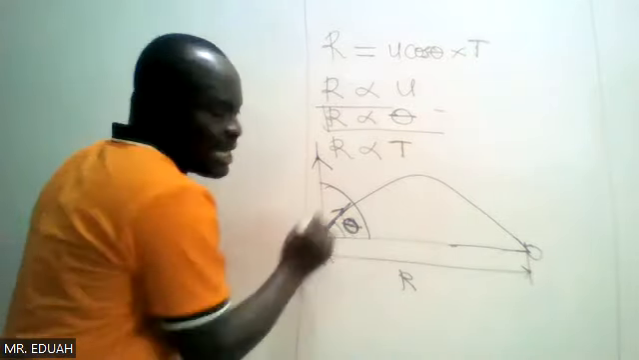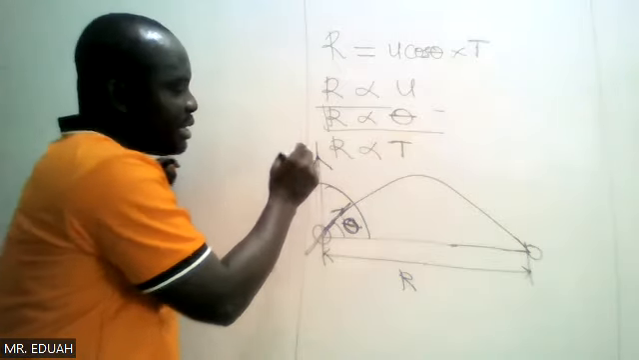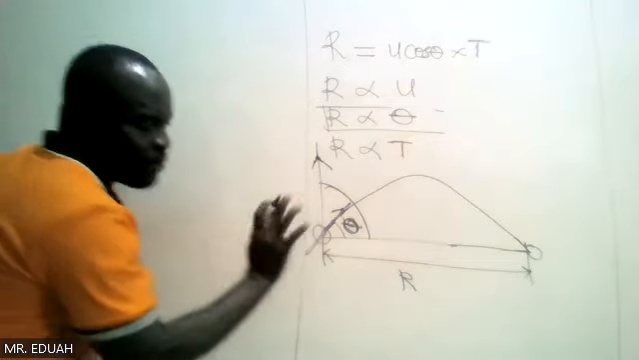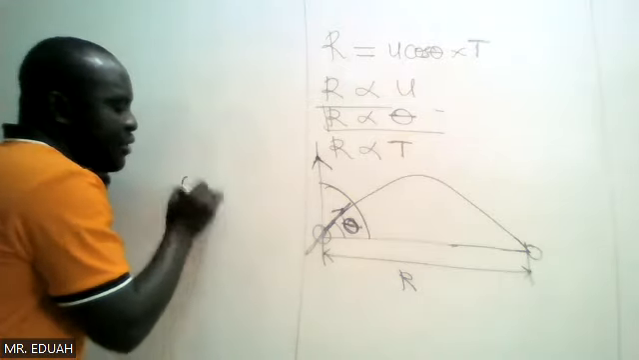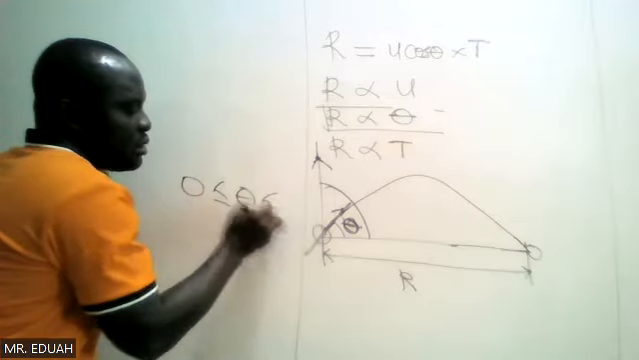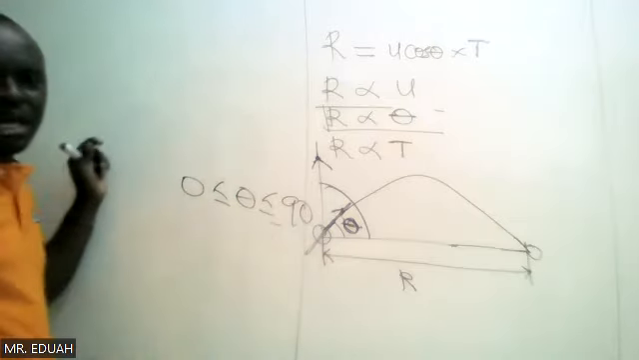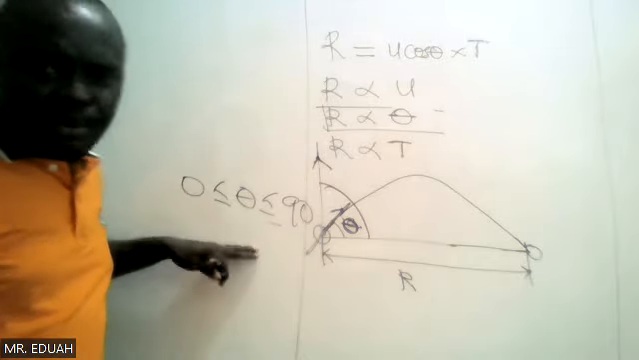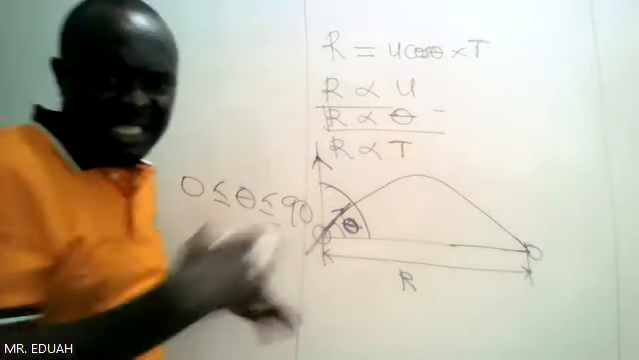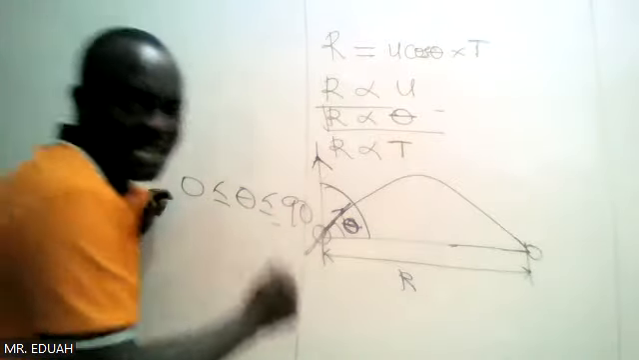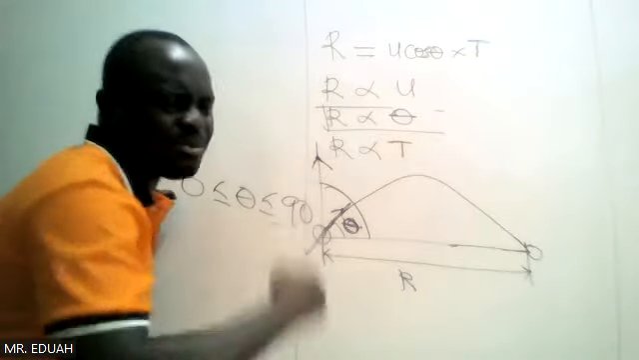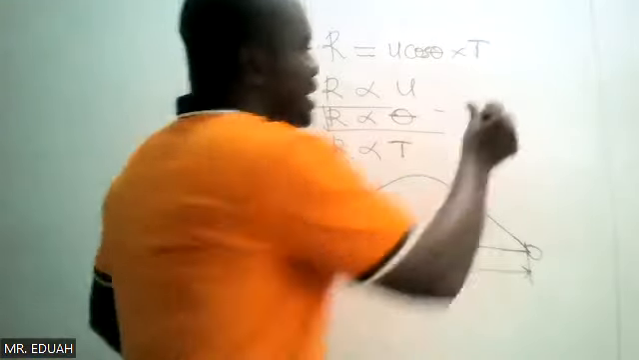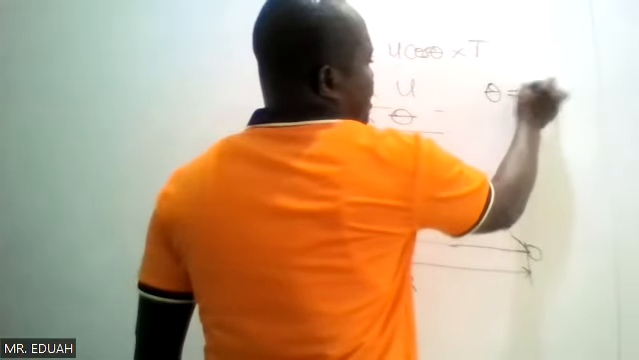So the moment theta is 90, it's no more projectile motion, it's vertically upward motion. So the range of projectile motion shall be in between 0 and 90. Now, experiment has revealed that the only angle that will give you a maximum horizontal distance traveled by the body is when theta is equal to 45.